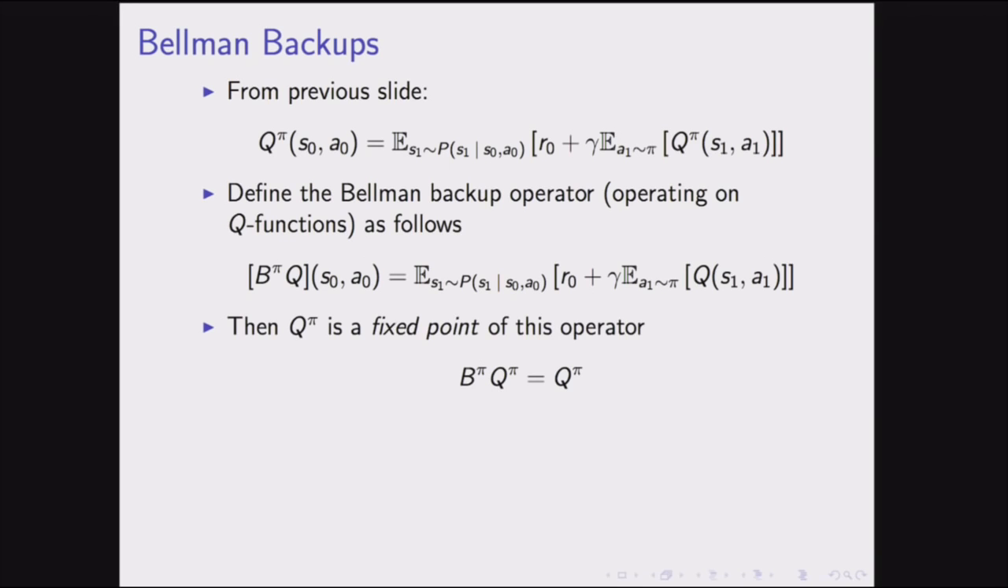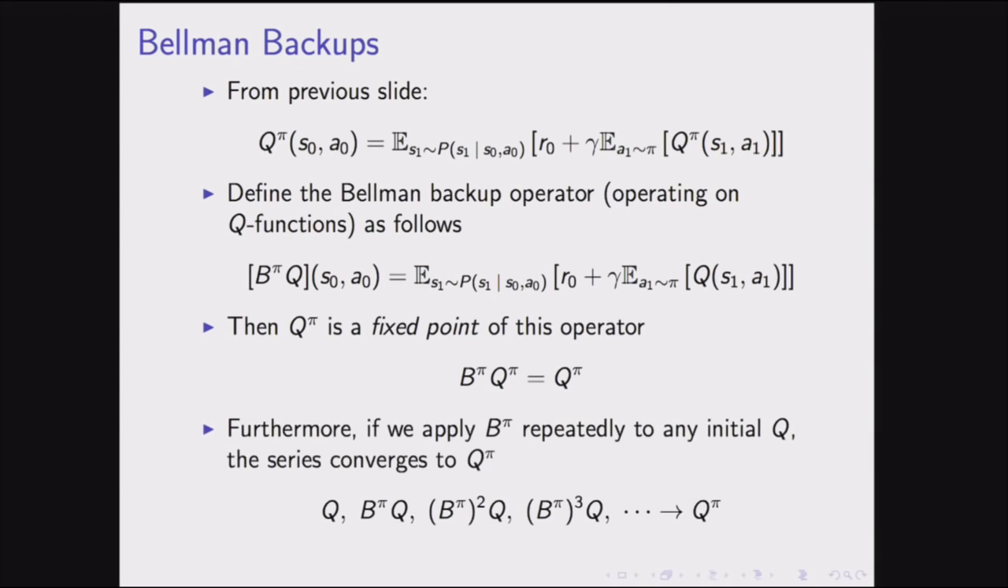Q^π is a fixed point of this operator, meaning if we apply the backup operator, we get the same thing back. And very nicely, if we keep applying this backup operator repeatedly to any arbitrary initial Q function, the series will converge to Q^π, which is the fixed point of the operator. So that's one way you can use an iterative algorithm to estimate Q^π, by taking any old initial Q function and repeatedly applying this backup operator.